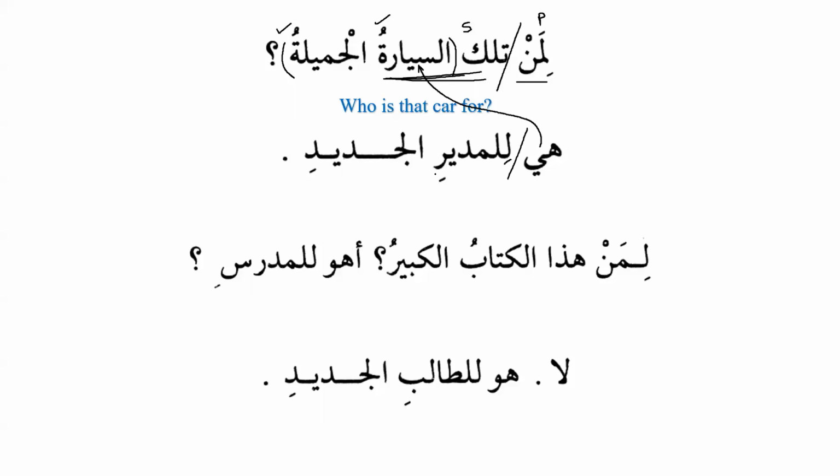Now, why are al mudiri al jadidi majroor? They are majroor because of harf jar li. Yeah, and we know that harf jar li is used for possession. It is used for what? It is used for possession. So the translation will be, it belongs to the new headmaster.